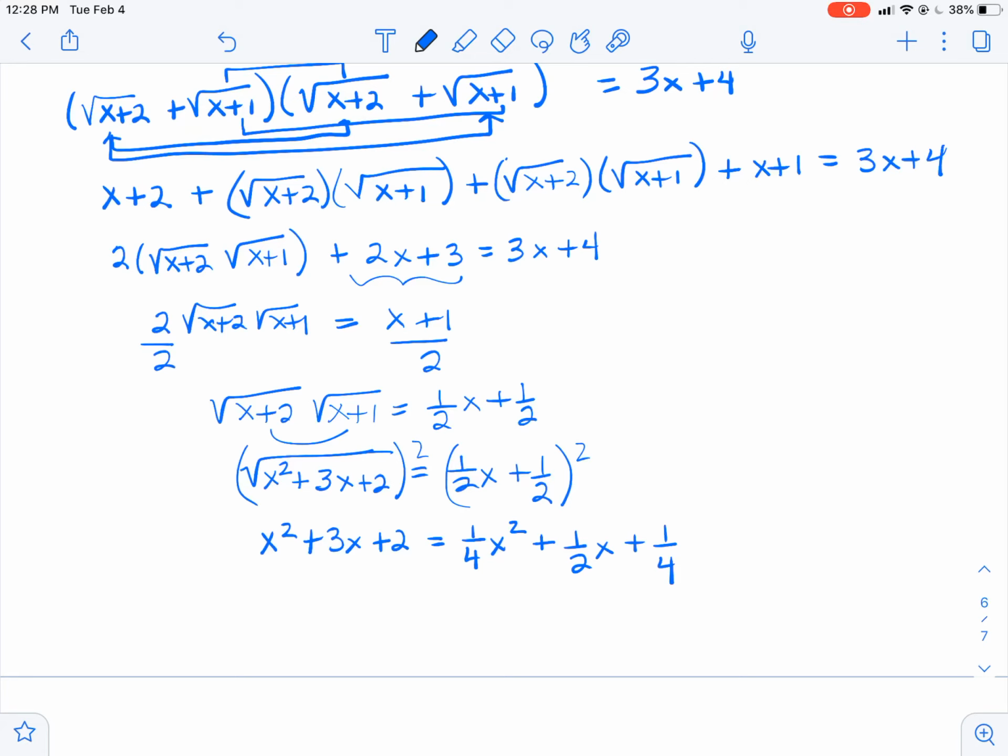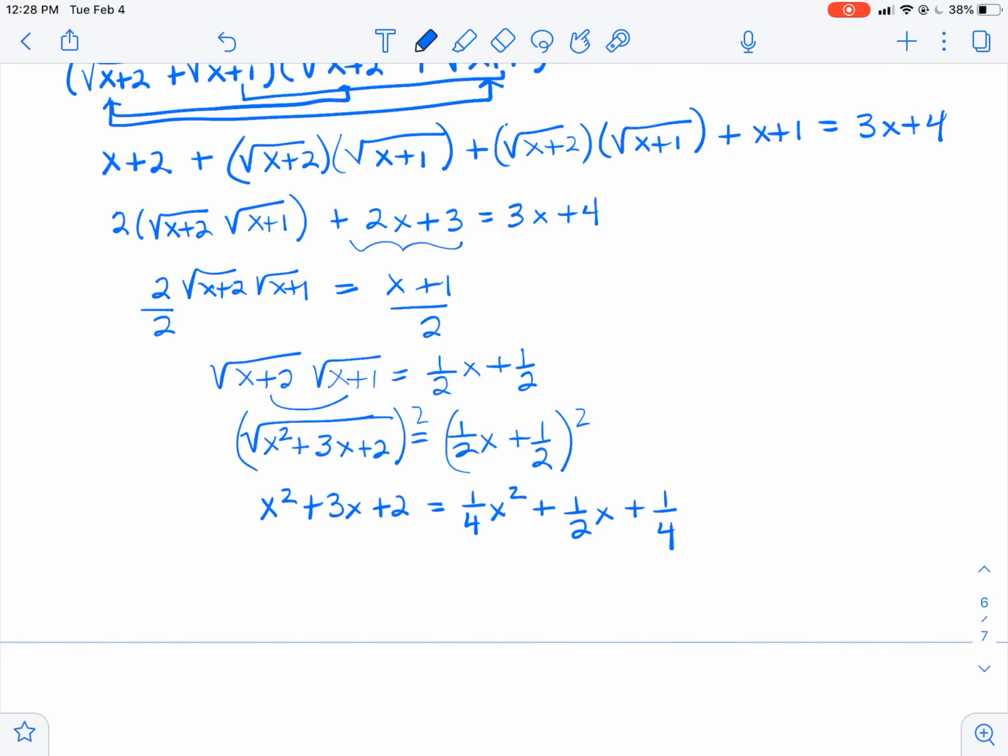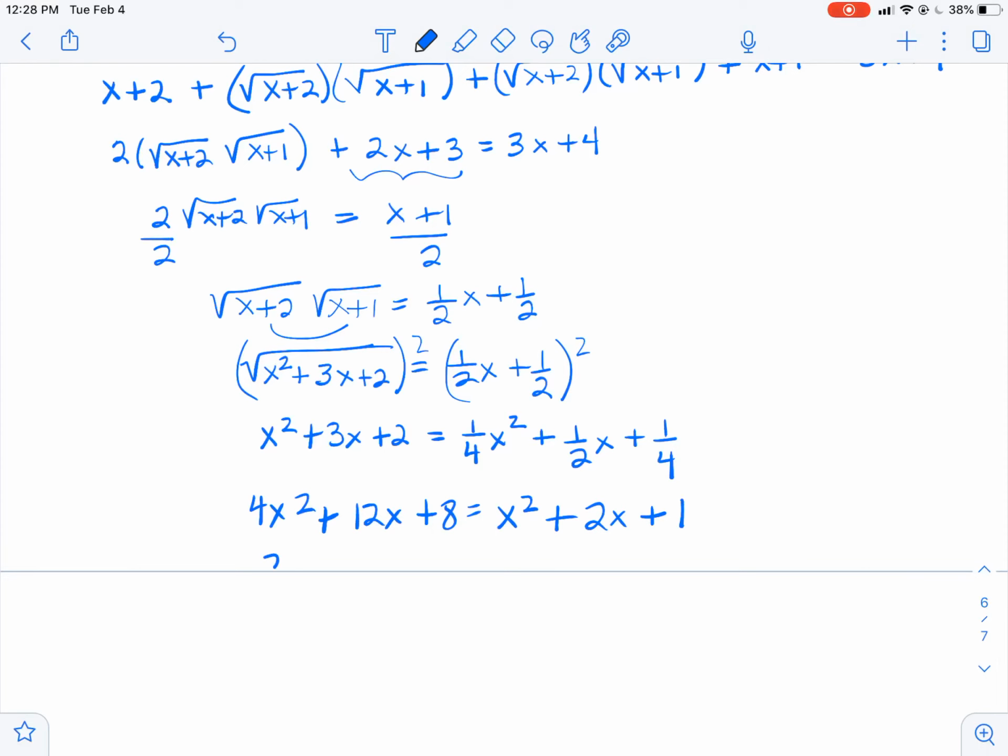Okay, now if you want, it might not be a bad plan to go through and multiply everything by 4 just to get rid of fractions. So I'm going to do that. 4x squared plus 12x plus 8, and multiplying everything by 4 equals x squared plus 2x plus 1. And now I'm going to move this together. 3x squared, set it equal to 0, plus 10x plus 7 equals 0.